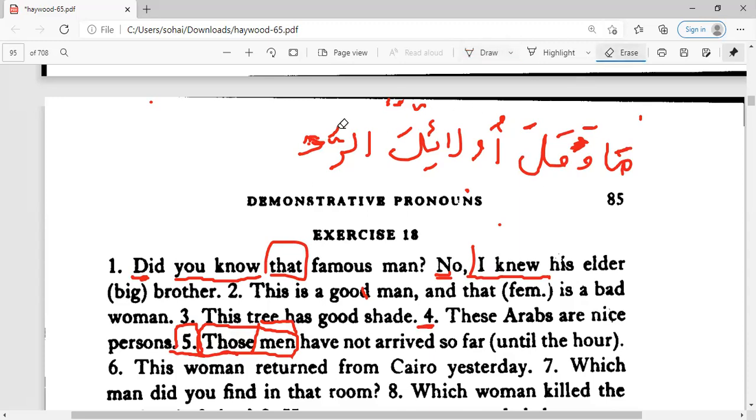Ar-rijalu. Yes, we need to memorize the vocab. This is very essential. Ar-rijalu, yes. What's ma wasala rijalu? So why is it lu? Because it is the subject. Okay, yes. Ma wasala ulaika rijalu. So hatta asati.